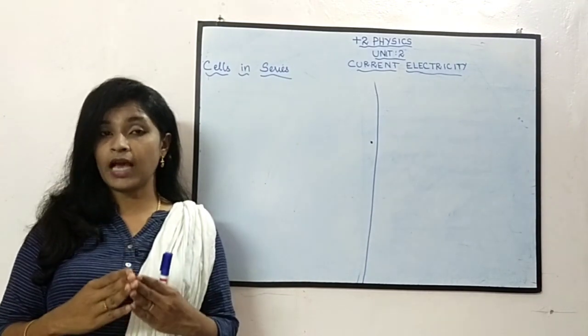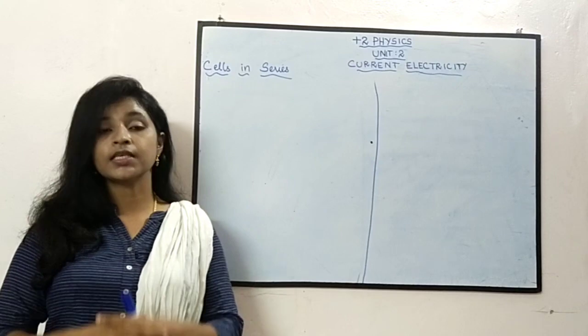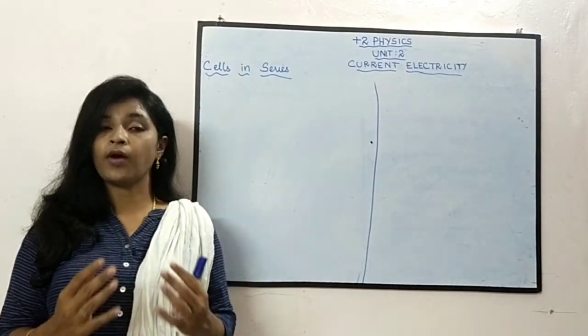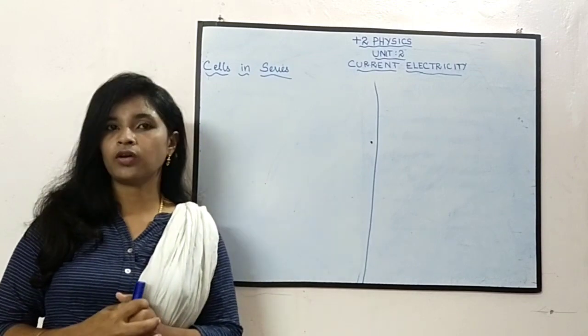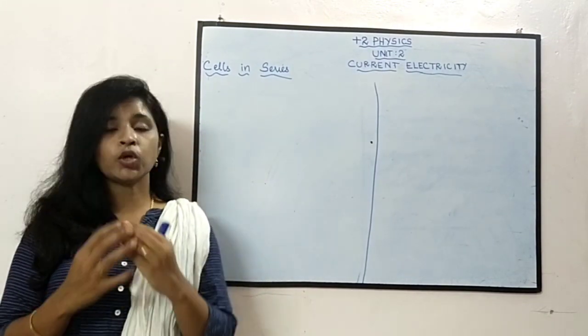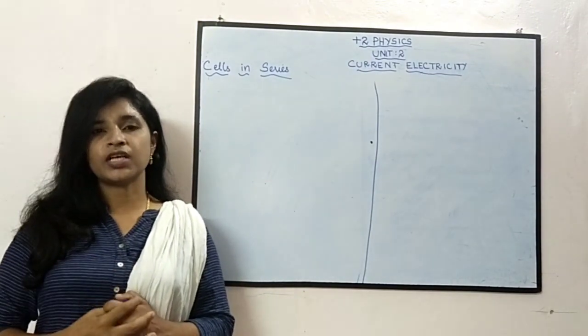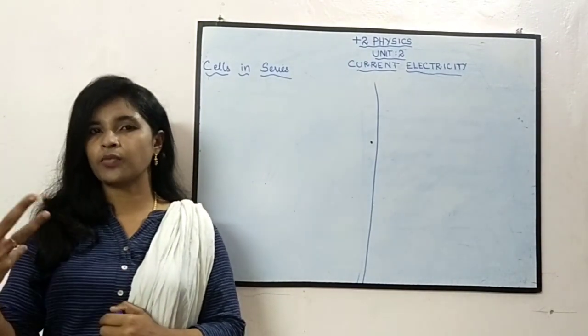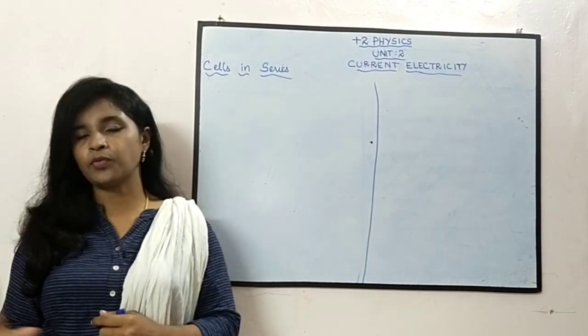Likewise, we have studied the combination of resistors and the combination of capacitors. Here we are going to study the combination of cells. Why are we going to study it? Usually the cells we use have a very small potential, it may be 1.5 volt, or the EMF value will be 1.1, 1.5, 3 volt like this.